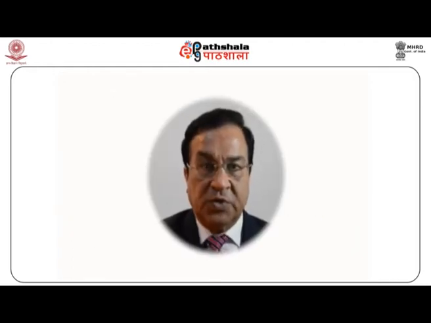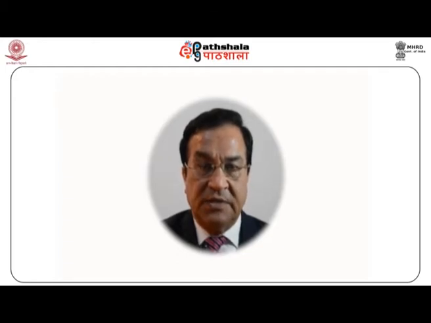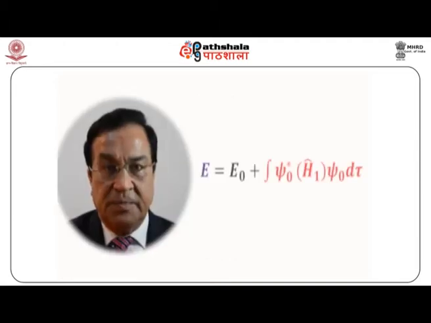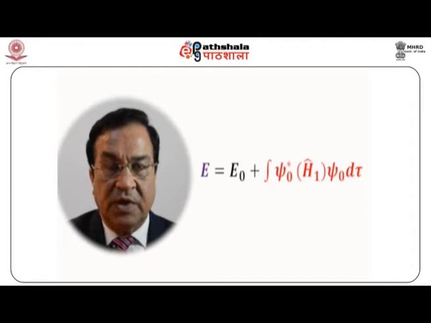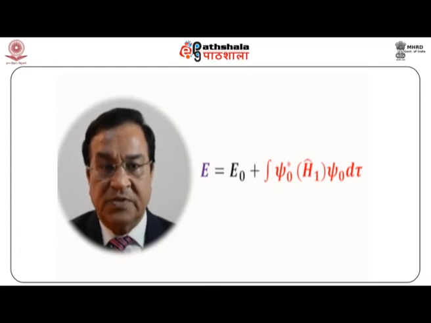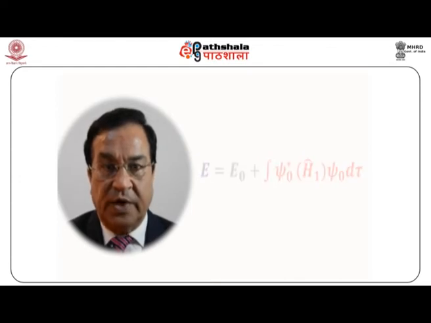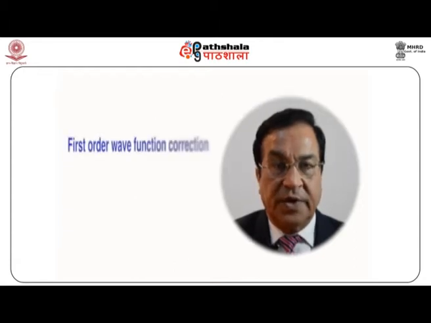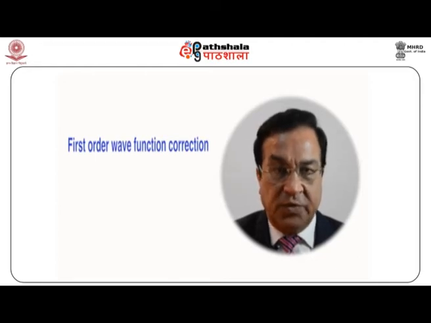Once we have the first order correction to the energy, that is E1, the total energy of the system becomes E is equal to E0 plus E1, and E1 is, as we have seen just now, integral psi 0 star H1 psi 0 d tau. That is what we have in equation 21. Now, here we will try to find out the first order correction to the wave function. That is basically psi 1, which we will try to find out.